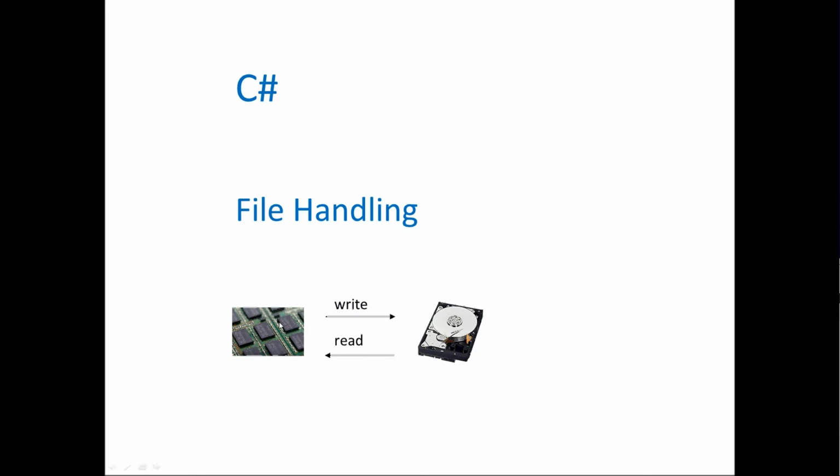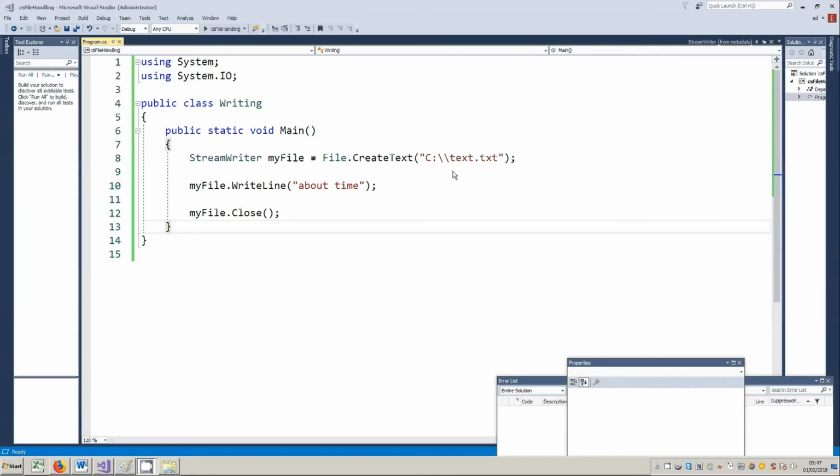So when we're doing a write, we're doing output from the memory to the hard disk. In this case, it could be some other device. But when we're doing input, we're doing a read into the computer memory. So let's see how we do those.